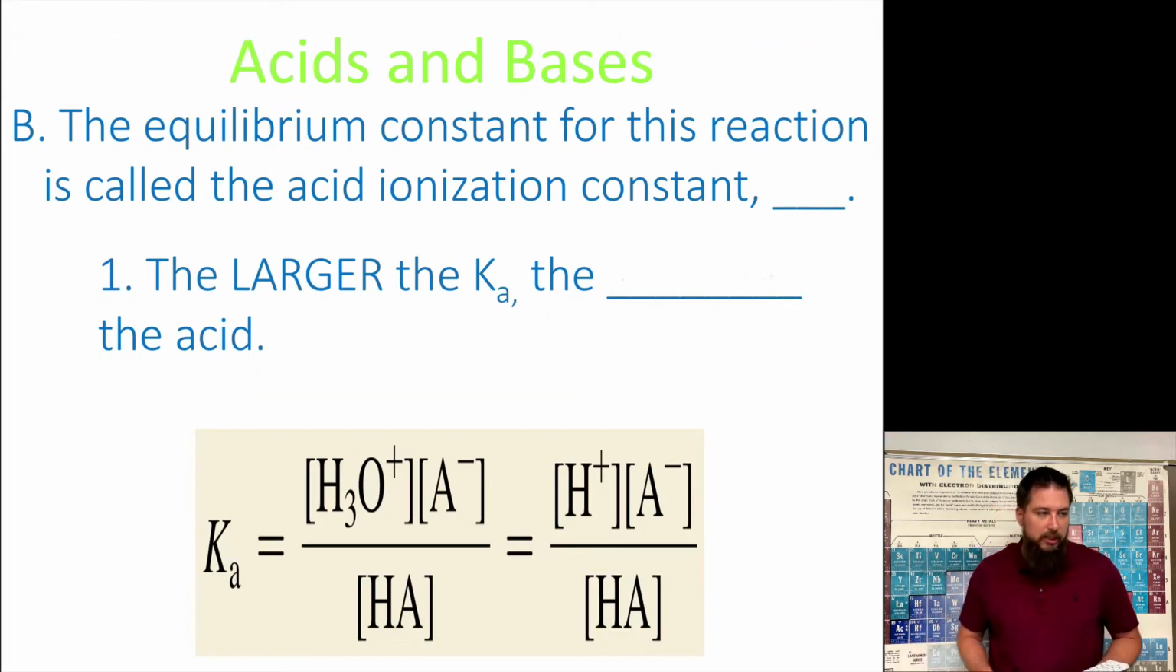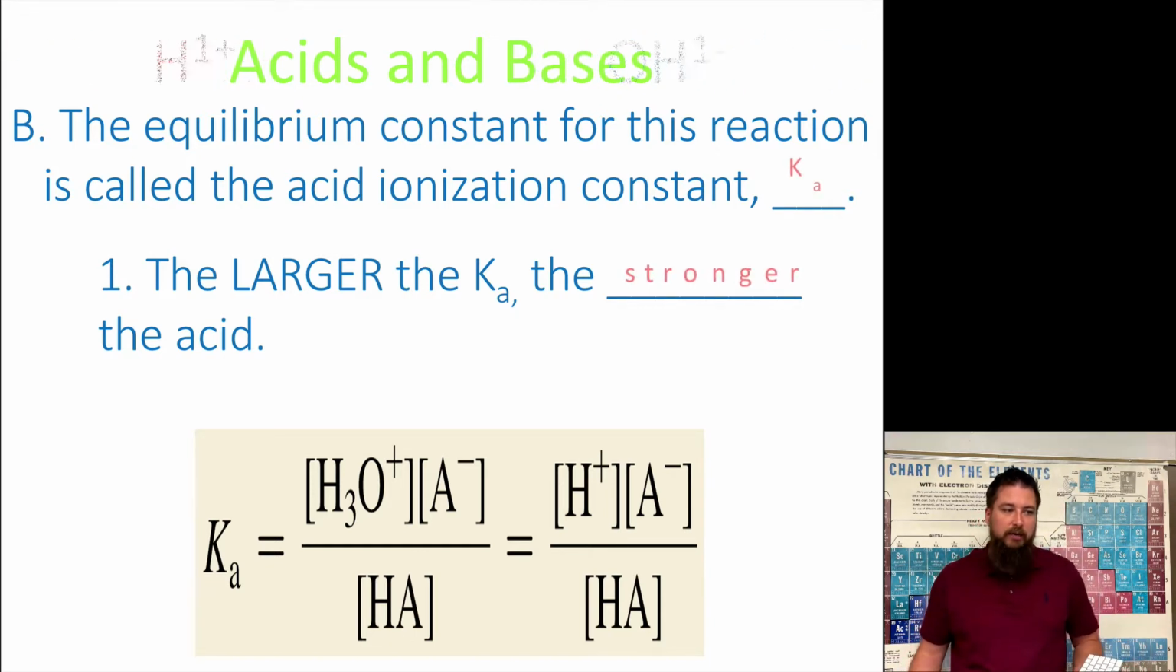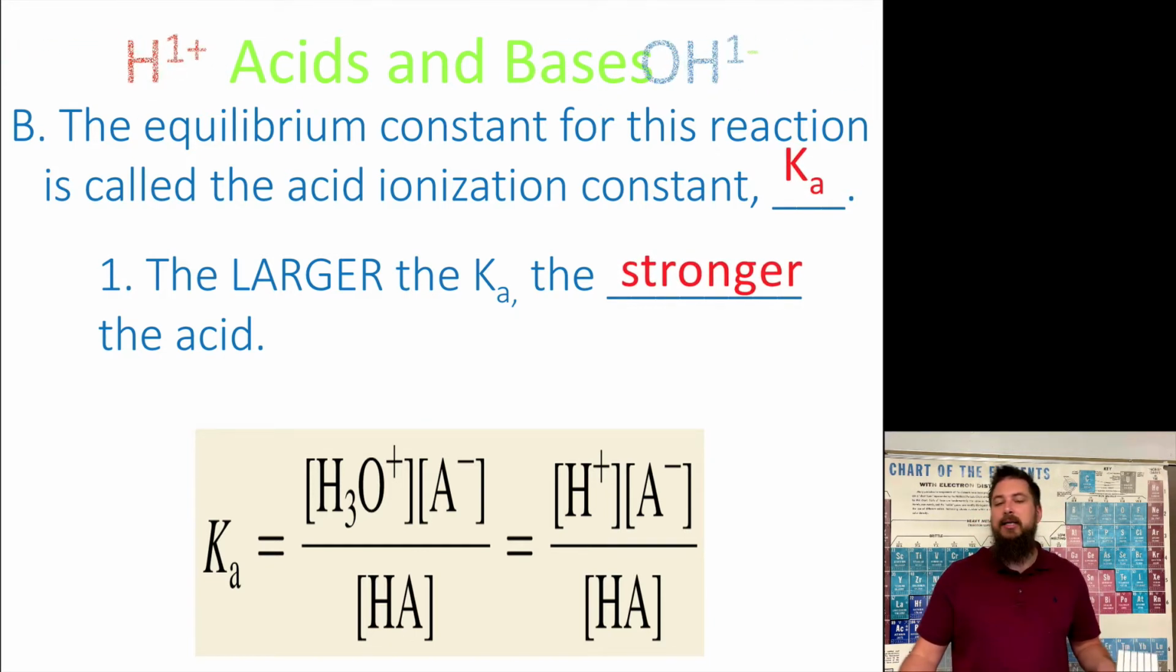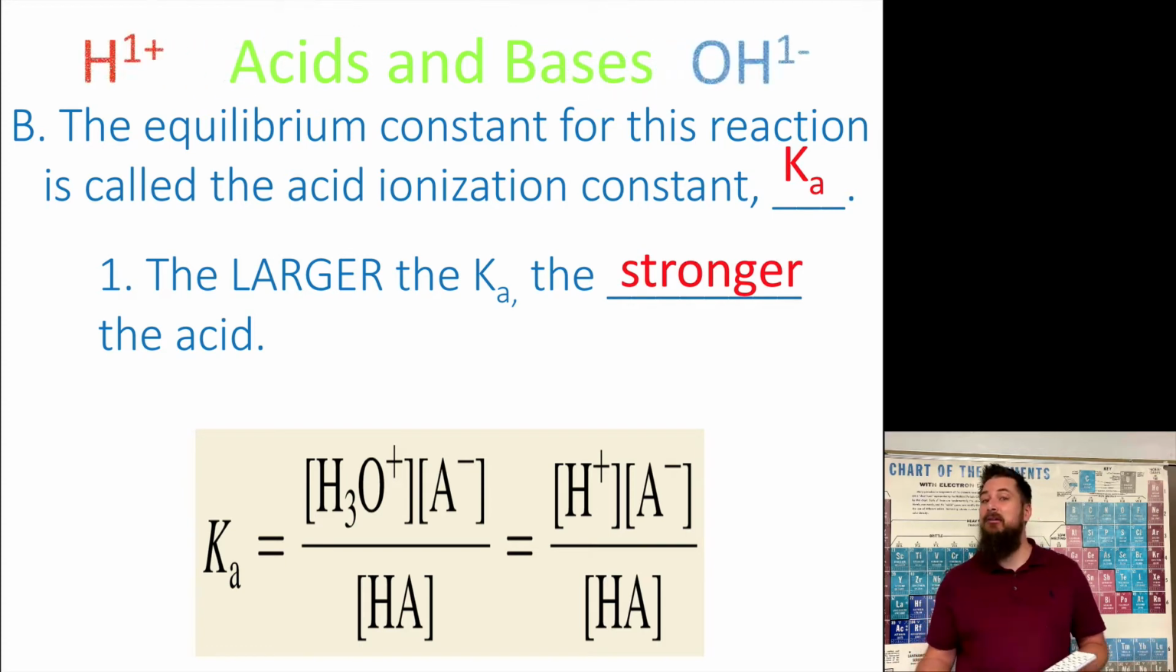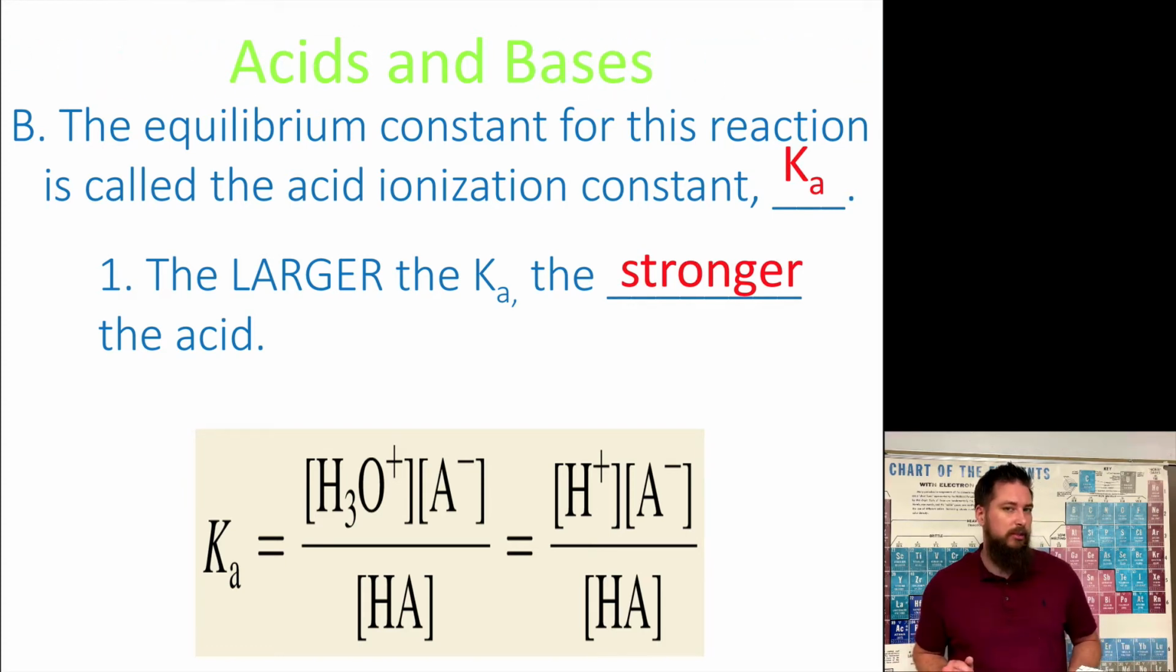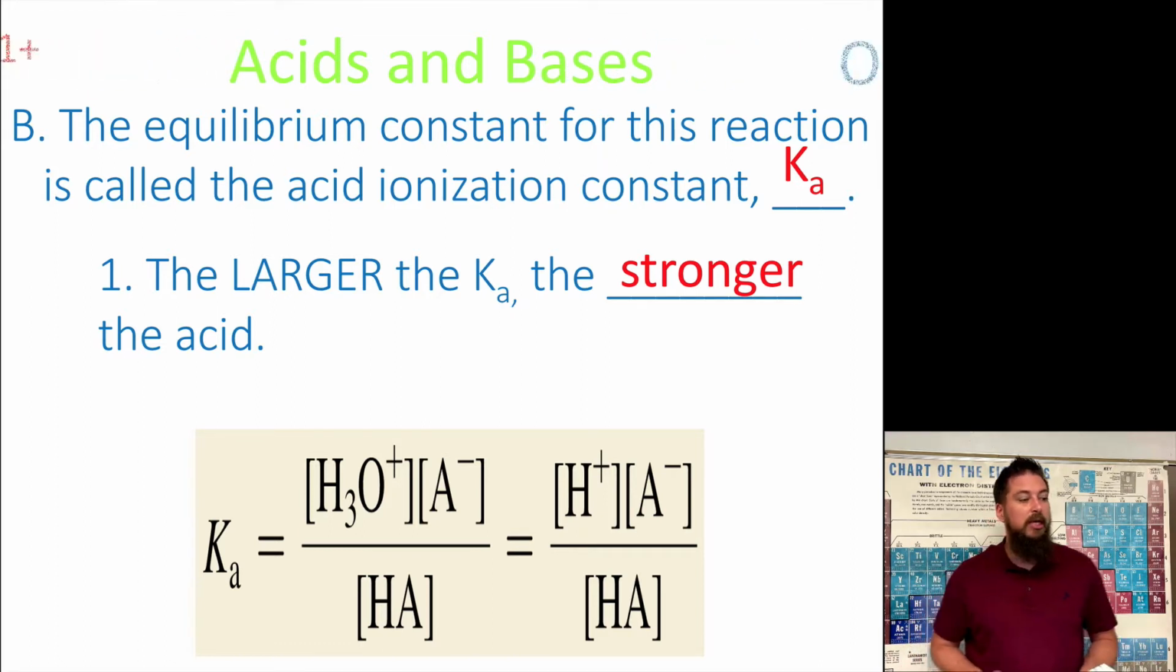But the equilibrium constant for this reaction is called the acid ionization constant, which is the Ka value. And the reason why it's A is because they're acids. And then there's things called Kb values, which are for bases and all that. So the Ka value tells us how strong an acid is. And so the larger the K value, the larger the Ka value, the stronger the acid.